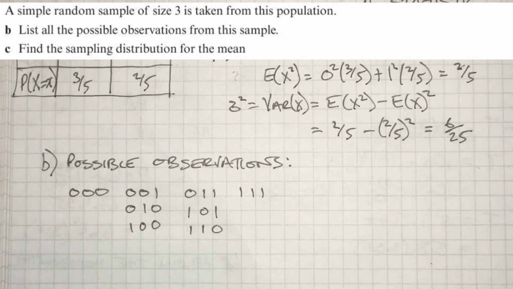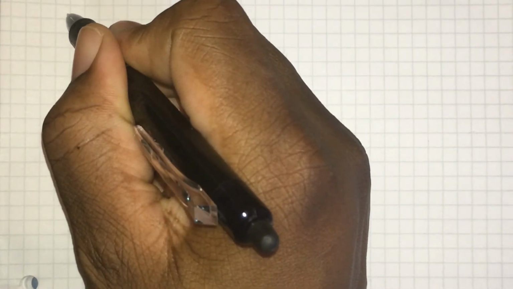Quite systematic: all of them being the same number, 2 of one and 1 of the other, 1 of the first and 2 of the other, and finally, none of the first. So just try and be systematic to generate those probabilities.